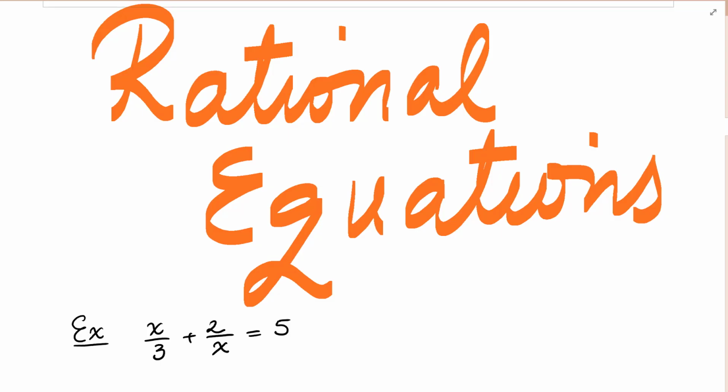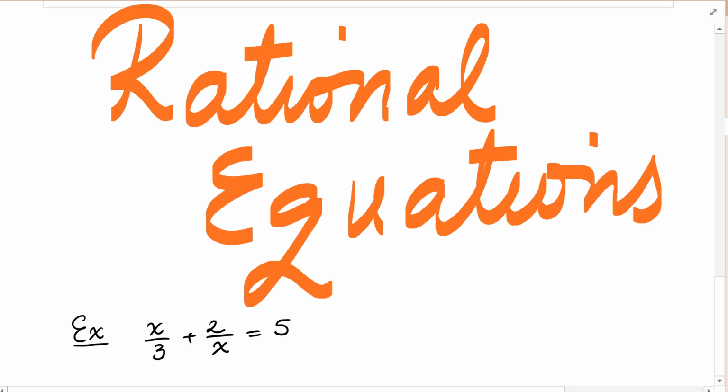In this video, we'll solve a couple of rational equations. A rational equation looks like the example that I just wrote, x over 3 plus 2 over x equals 5. So it's an equation that contains variables at the denominators. So how do we solve an equation like this?